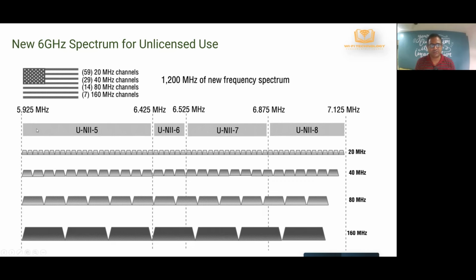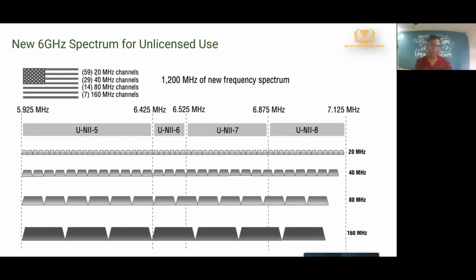So that gives you about 1200 megahertz of spectrum here. To put things in perspective, that is 59 20 megahertz channels. In 2.4 gigahertz, we only had 3 non-overlapping channels. Now in the 6 gigahertz spectrum, we have 59 channels, right? That's a lot of 20 megahertz channels that are available.